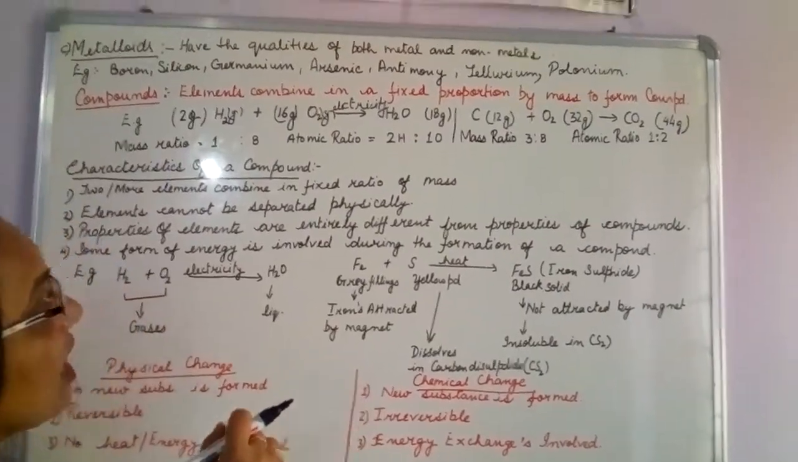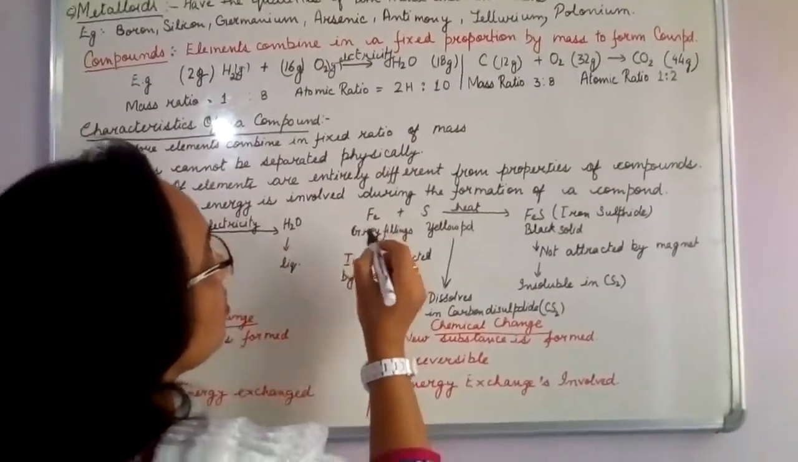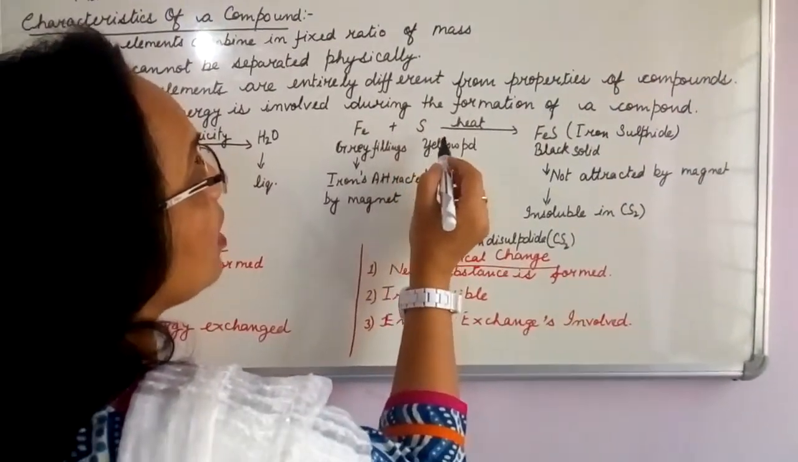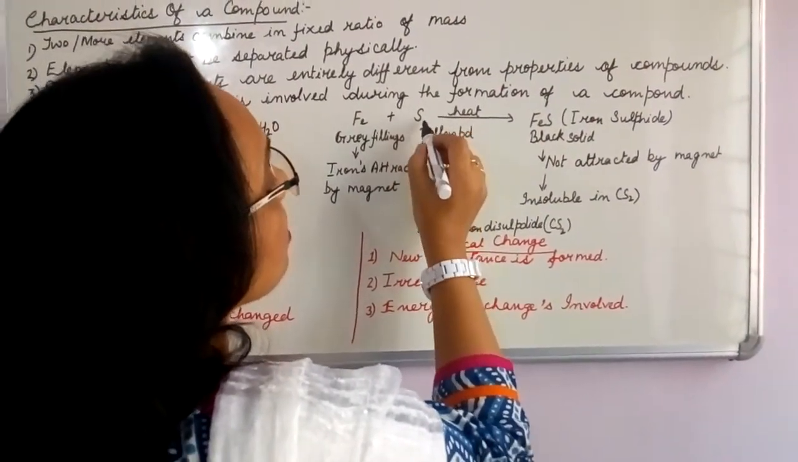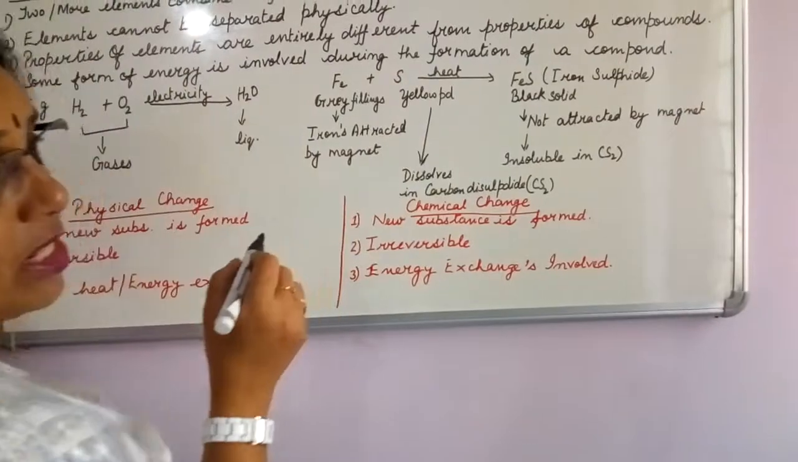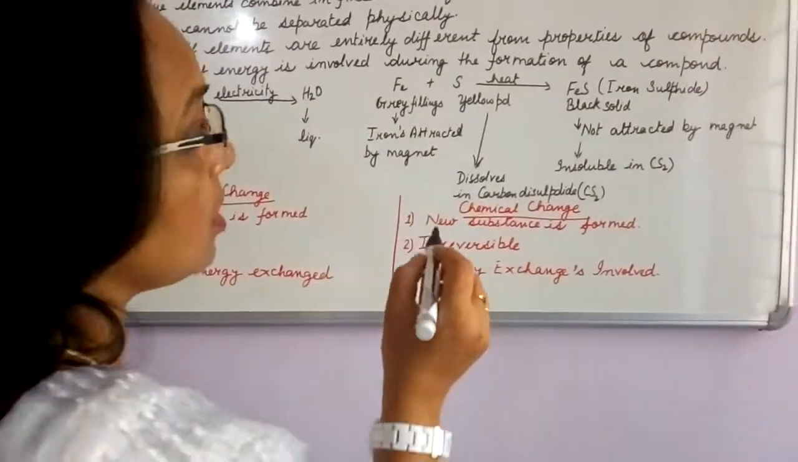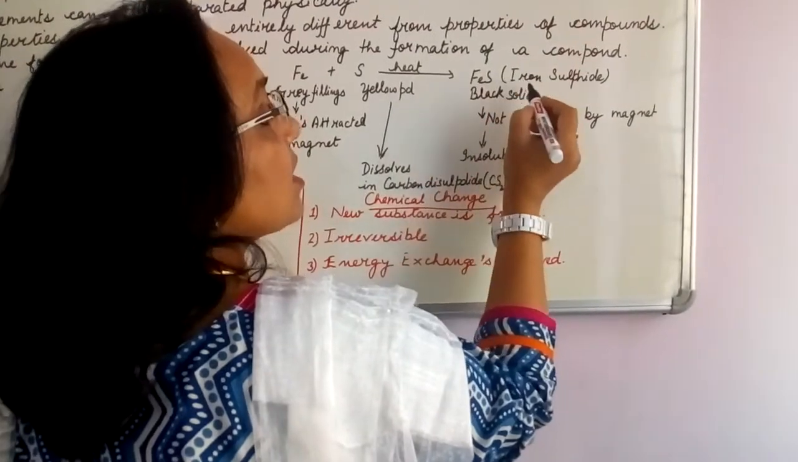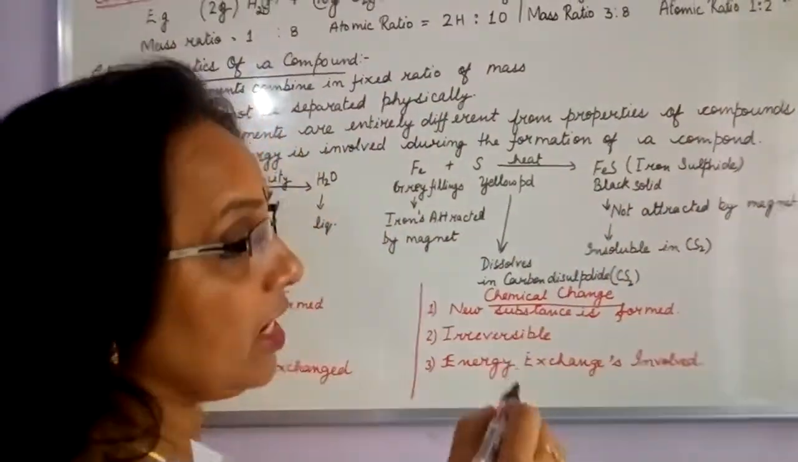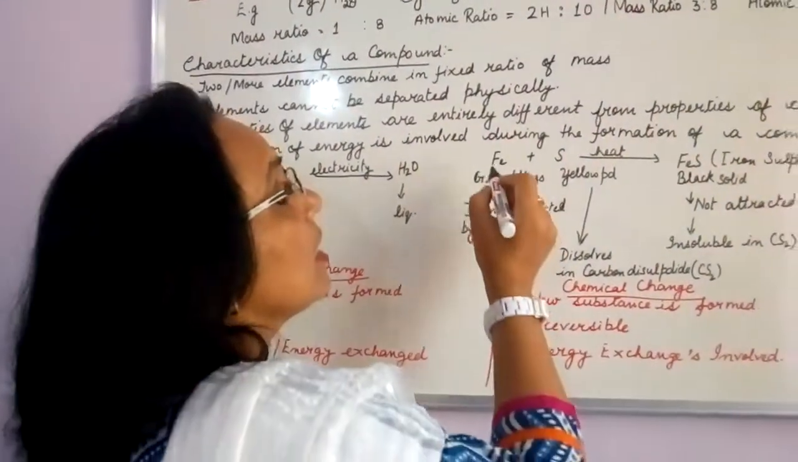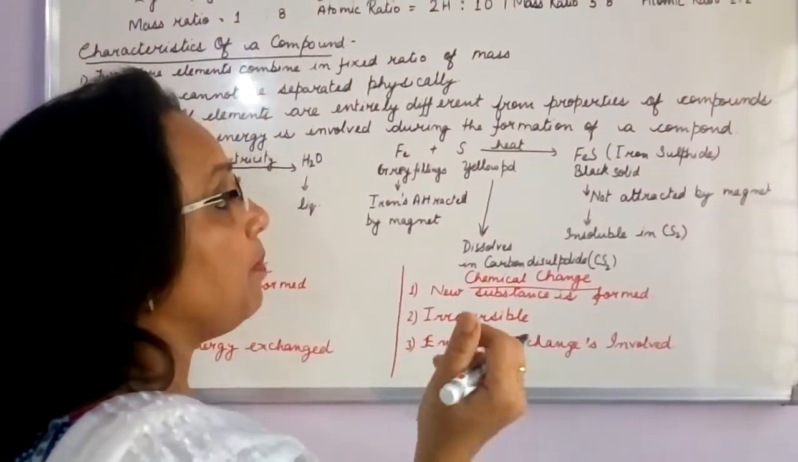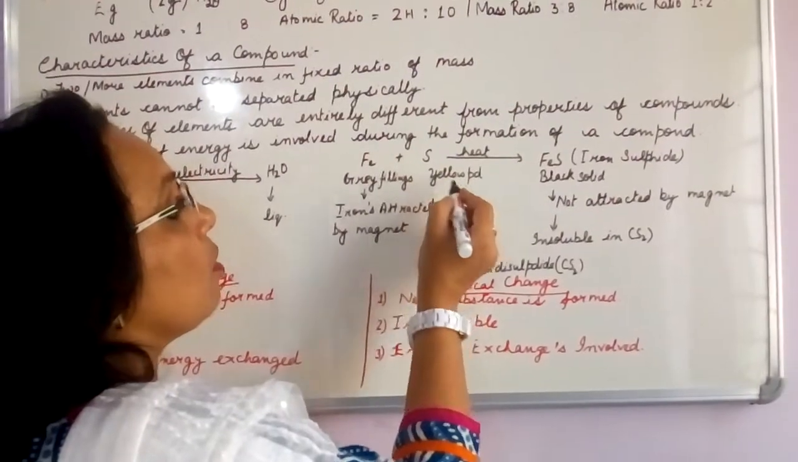Similarly, I have taken one more example which is there in your syllabus. When iron filings is reacting with sulfur, how does it react? It is reacting in the presence of heat. That means we have to heat both the mixtures. It forms iron sulfide. FeS is the formula. The name is iron sulfide. It is a black solid. You can see the iron filings are grey filings. Okay, they are like fine powder, and sulfur is a yellow powder.